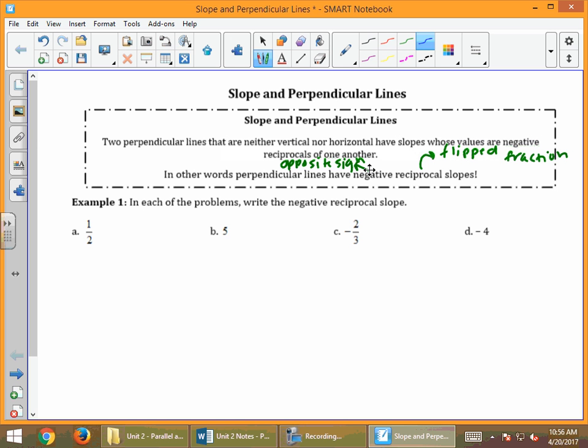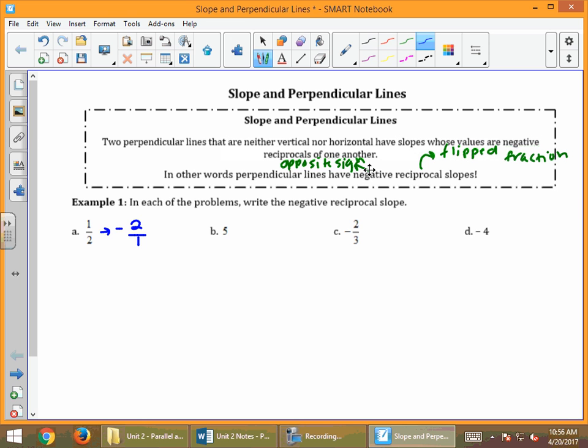So if we look at A, to write a negative reciprocal slope for 1/2, what I like to do is flip the fraction. So 1/2 when you flip it becomes 2/1. Literally just flip it. And then you change the sign. So it was a positive 1/2, so you change the sign to a negative. So that is an opposite reciprocal. Flip the fraction, change the sign.